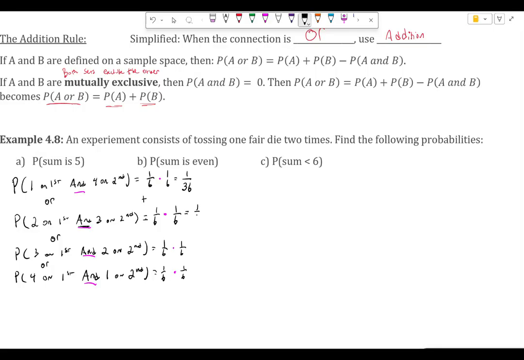All of these will multiply, using the multiplication rule because of the AND statement in the middle. And then because of the ORs, we will add all of these together. And our probability of the sum of 5 equals 4 out of 36, which would reduce to 1 over 9.